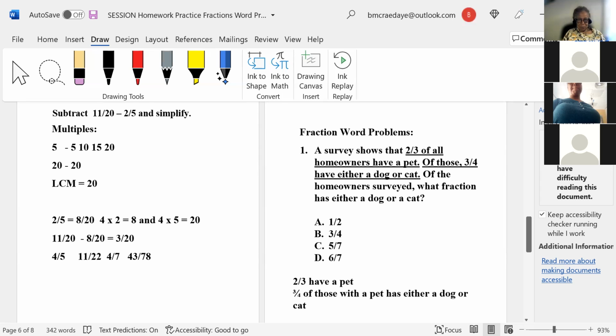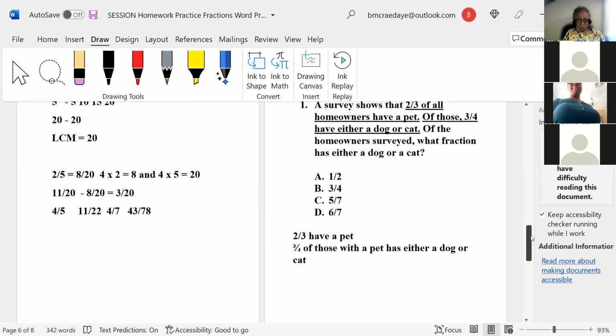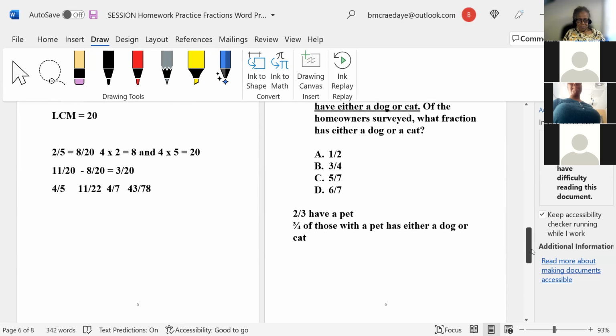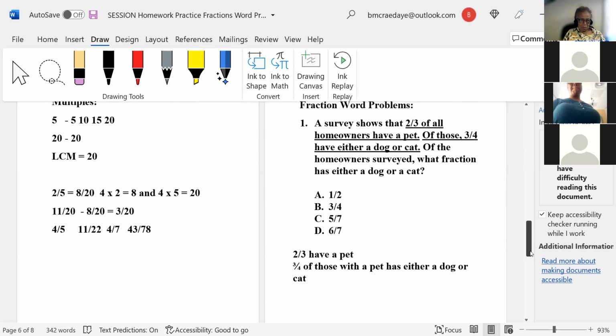I think I solved it wrong, Miss. How do you think you would solve it? What I did was, Miss, I said 2 upon 3 plus 3 upon 4. I added. That's why I got it wrong.